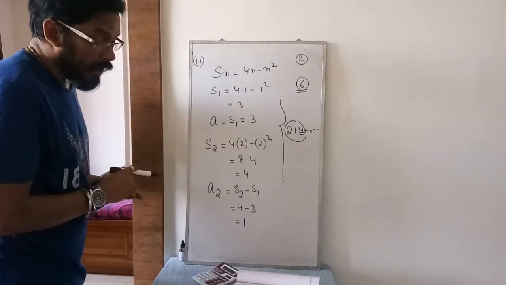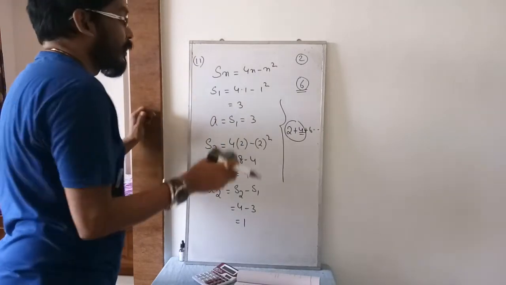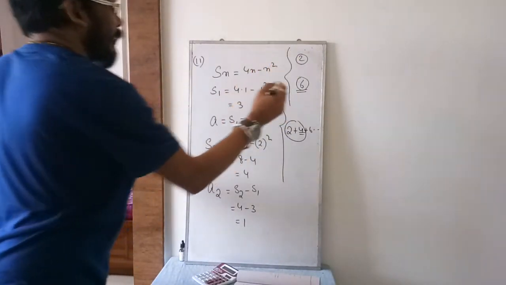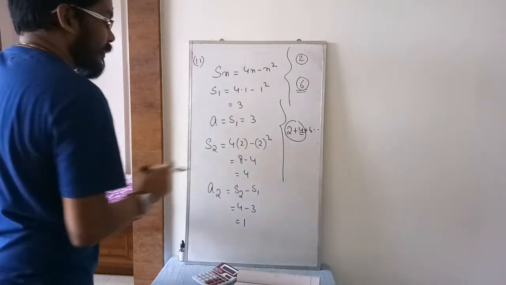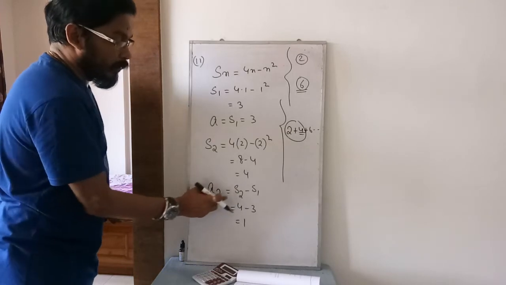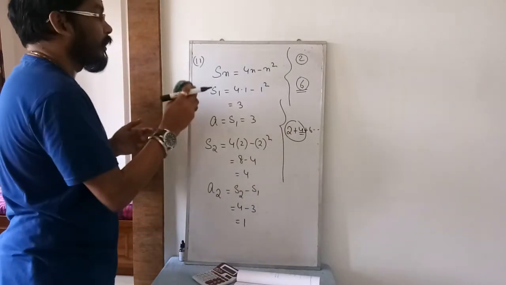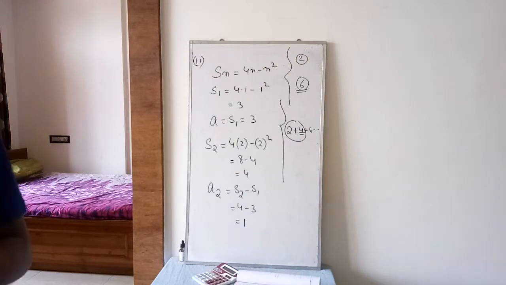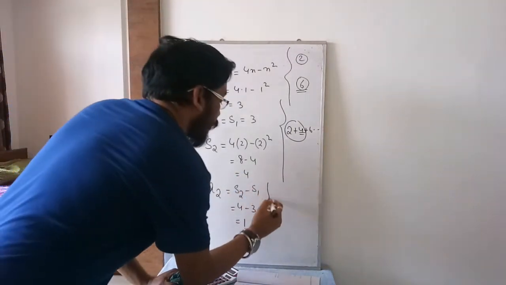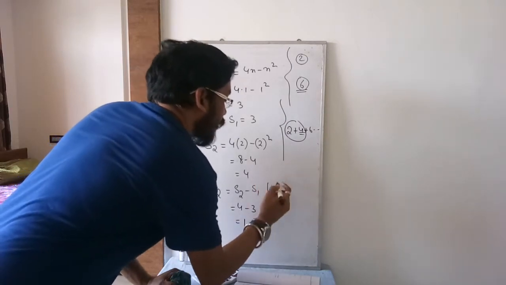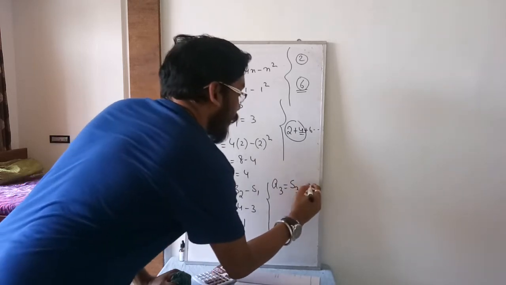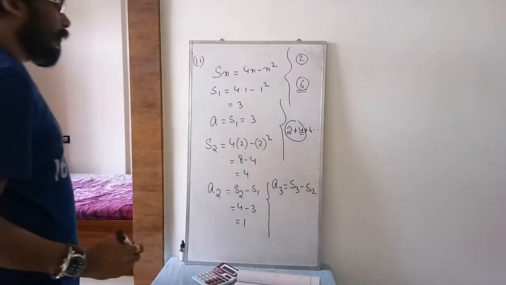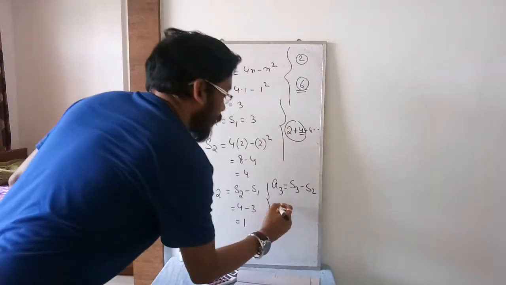Then they have said find the third term, 10th term and the nth term. So take the screenshot of this. When I found A2, it was S2 minus S1, the previous one you subtract. Now I have to find the third term, A3. So I will do S3 minus S2. So what is my S3? How will I get it?